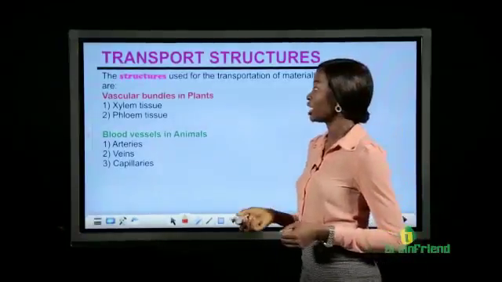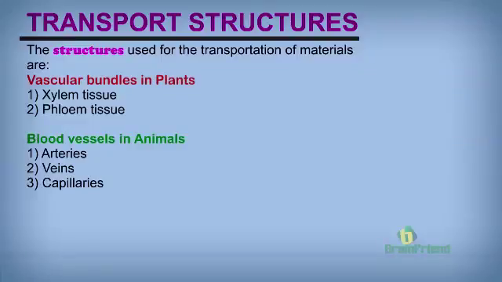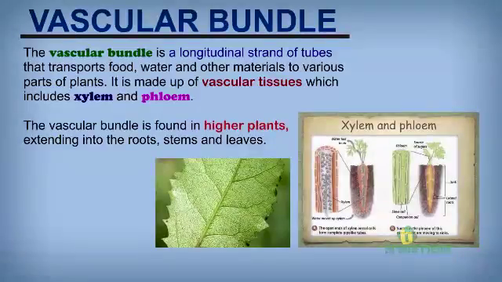We mentioned earlier that for plants, they are called vascular bundles. And there are two types of vascular bundles in plants. They are xylem tissues and phloem tissues. For animals, they are called blood vessels. Three types of blood vessels in animals are arteries, veins, and capillaries. Now let's take them one after the other. The first group are the vascular bundles.